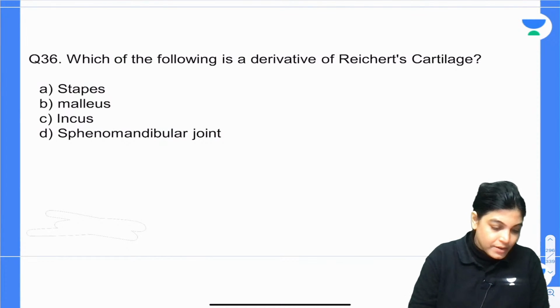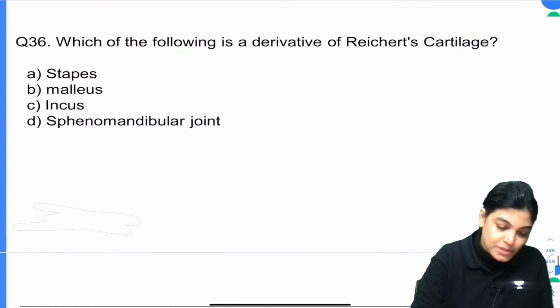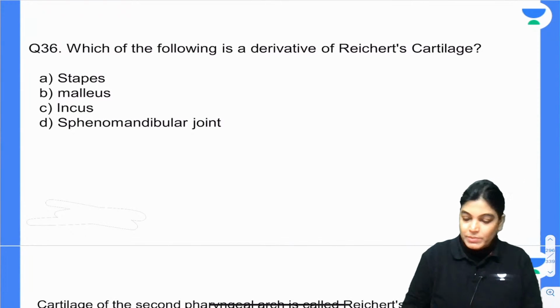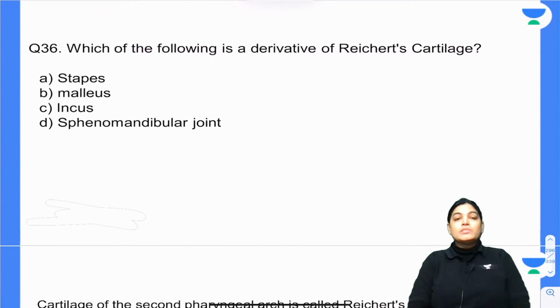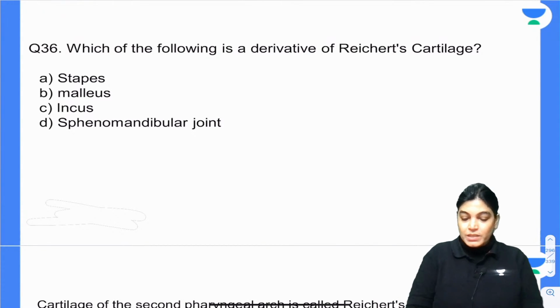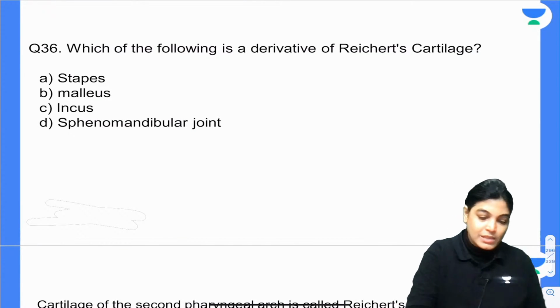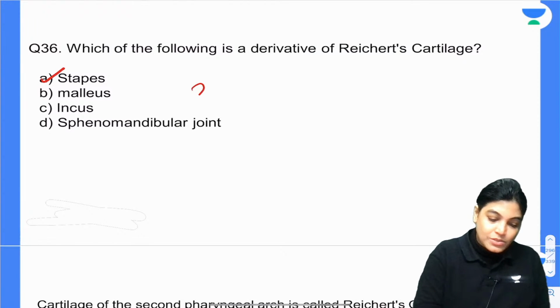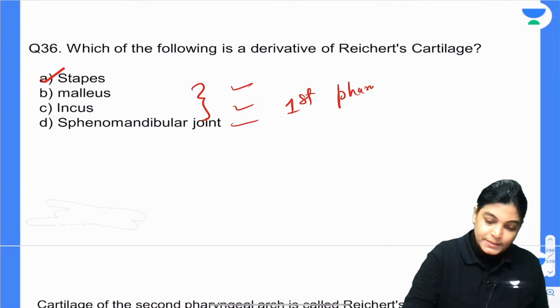Incus, oh okay. Incus is also a derivative of first cartilage only. Actually, the correct answer is stapes. My dear aspirant, the correct answer will be stapes. Stapes is the smallest ear ossicle, and it is a derivative of the second pharyngeal arch. So if we have to mark the correct answer, we will go with stapes. Rest all, malleus, incus and sphenomandibular joint, are derivatives of first pharyngeal arch.